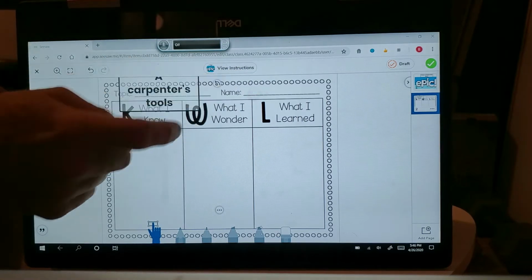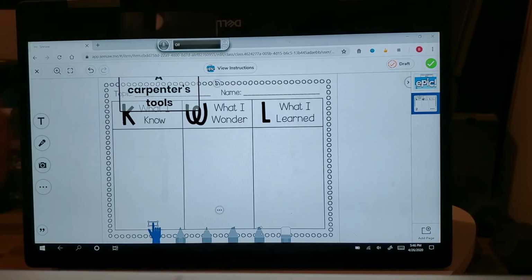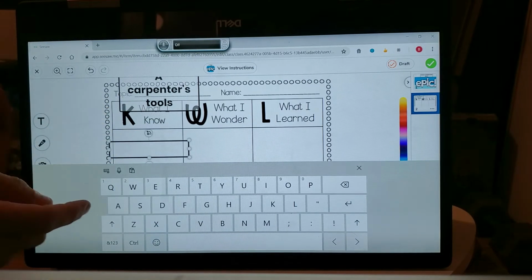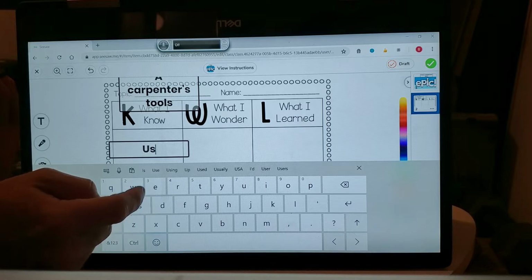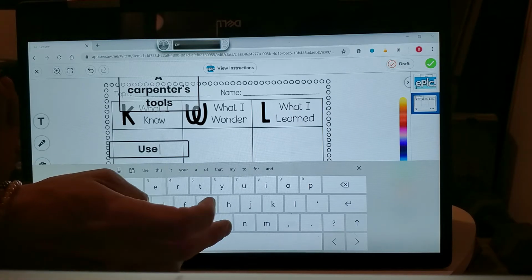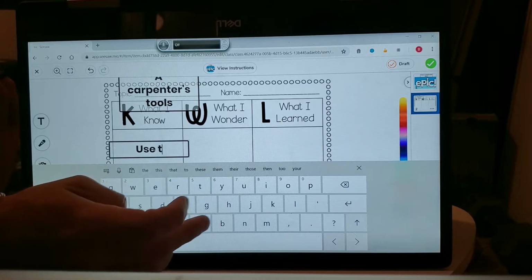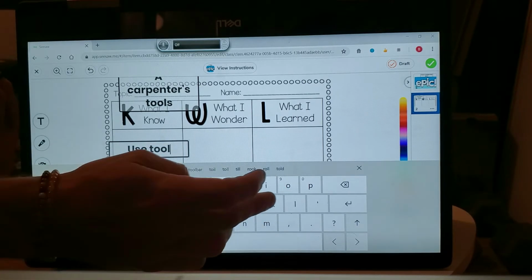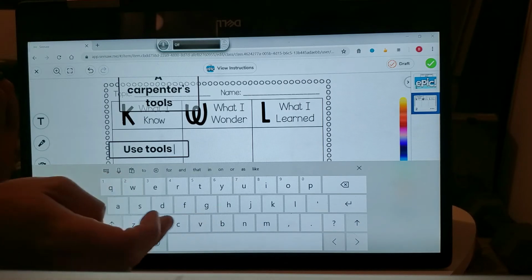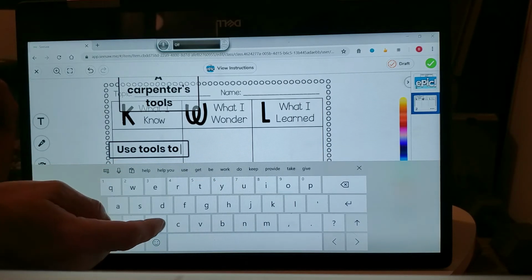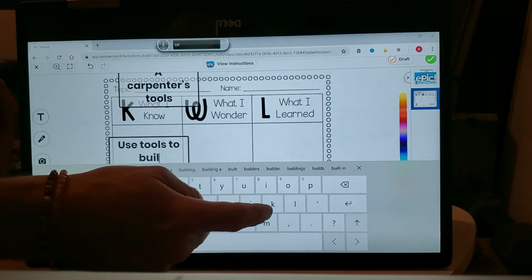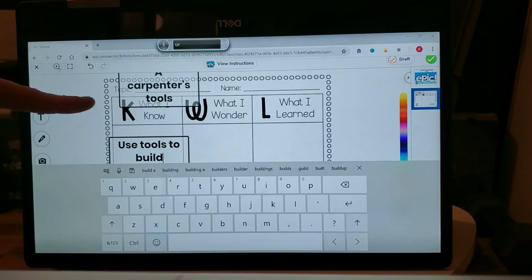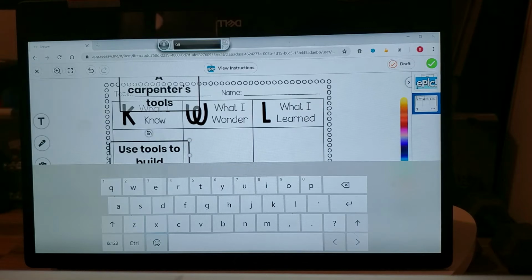All right. And then what did we already know? Well, we know a carpenter uses tools to build, right? So we know a carpenter builds things. I'm going to say use tools to, snap word, build. So a carpenter uses tools to build. That's something that I already know. That's the K part of our KWL chart.